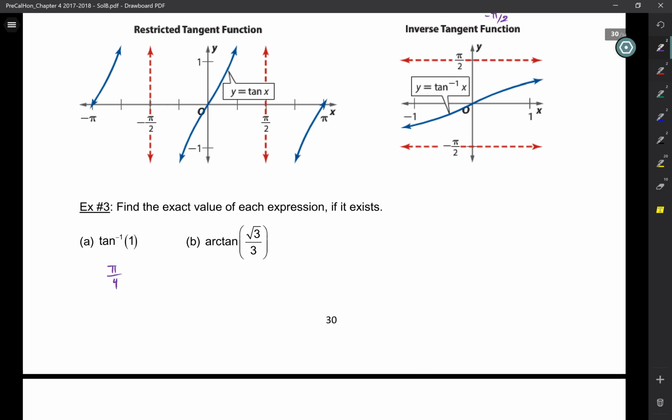Pi over 6. Okay, so for tangent, we can either get a root 3 or we can get a 1 over root 3, which is root 3 over 3, correct? For tangent, root 3 is bigger and this is smaller. Since tangent is associated with the opposite side, the smaller gets the smaller angle. So it's definitely pi over 6. Awesome. Okay, so let's recap.